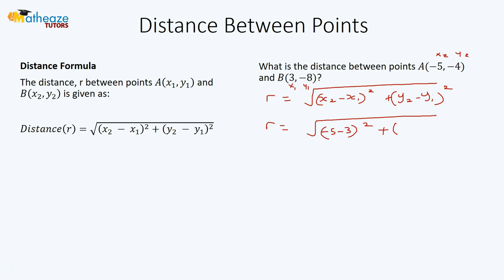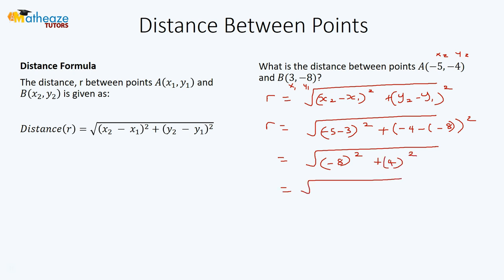And then y2 minus y1 is negative 4 minus 8 squared. Negative 5 minus 3 squared is negative 8 squared. Negative 4 minus 8 is going to give us negative 12 squared... so this is going to give us the square root of 64 plus 16, which is the square root of 80. So r is the square root of 80 units.